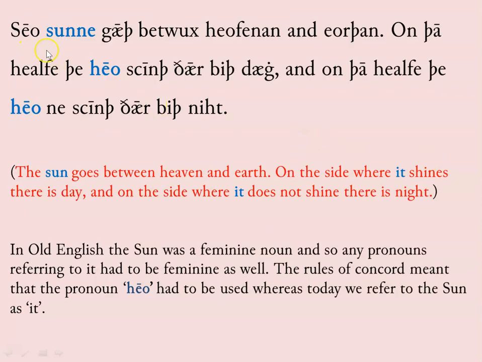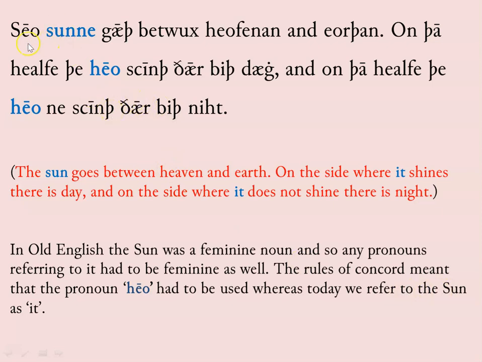All right, another example. Seo sunne gæth betwux heofenan and eorthan; on tha healfe the heo scinth, thær bith dæg, and on tha healfe the heo ne scinth, thær bith niht. The sun goes between heaven and earth. On the side where it shines, there is day, and on the side where it does not shine, there is night. In Old English, sun was a feminine noun, and so any pronouns referring to it had to be feminine as well, hence the heo here and here, whereas today we would say it. So the rules of concord meant that the pronoun heo had to be used, whereas today we don't call the sun a she, we call it it, it's neuter.